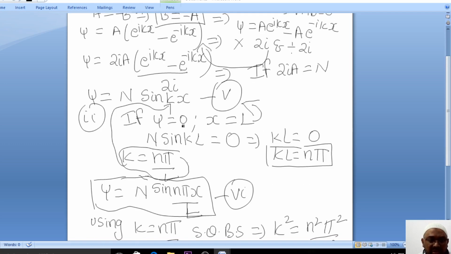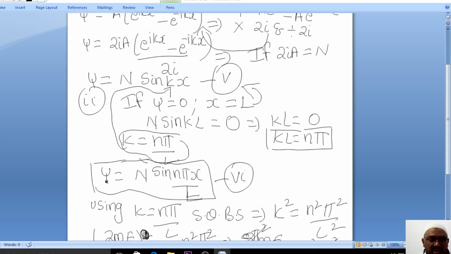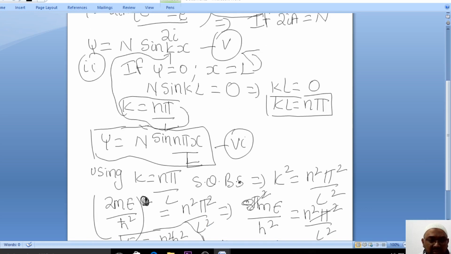Now if psi is equal to 0 and x is equal to L, so what we can write here? So this equation can be rewritten as, applying the second boundary condition, so psi is equal to 0, N sine kL is equal to 0, kL is equal to n pi. So k is equal to n pi by L. So psi value is equal to N sine n pi x by L. So this is equation number 6.